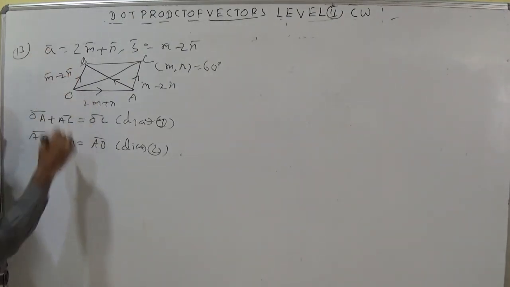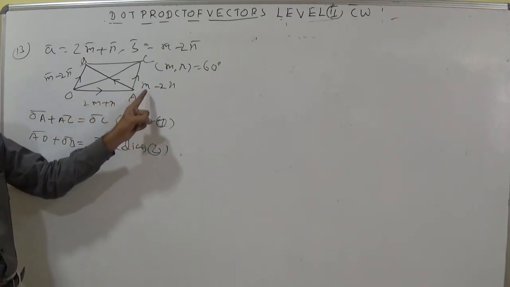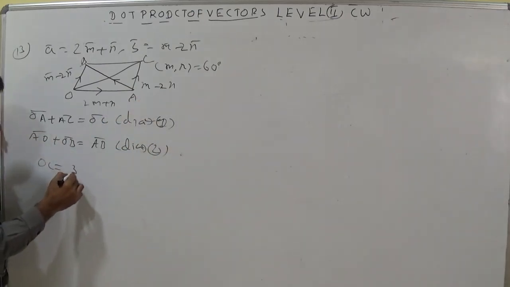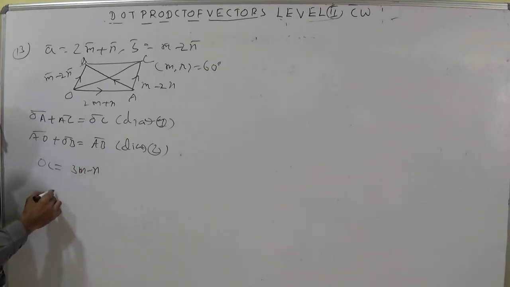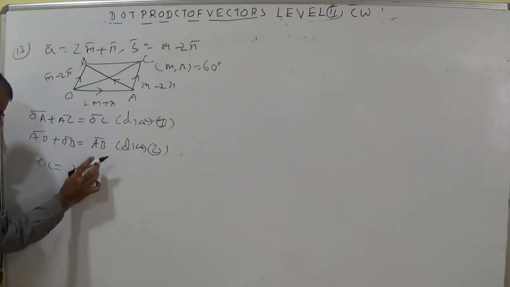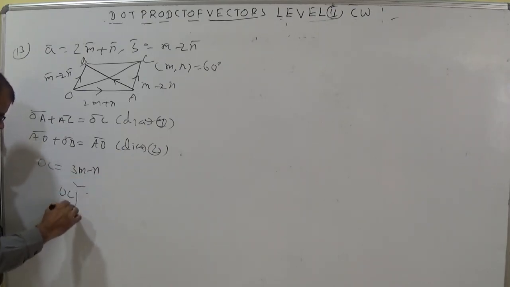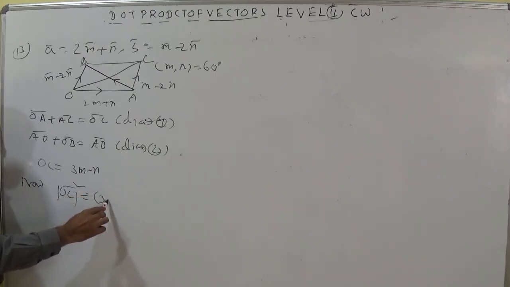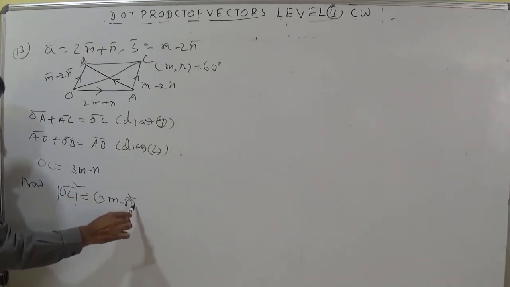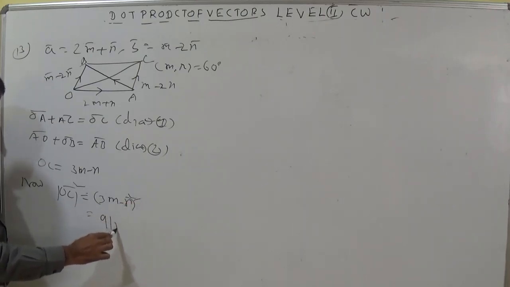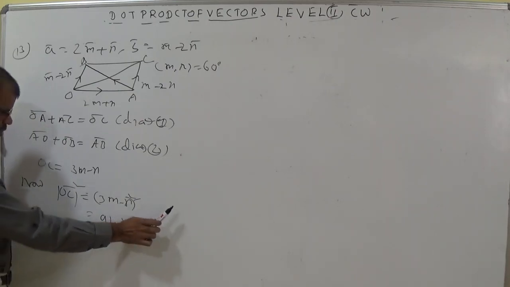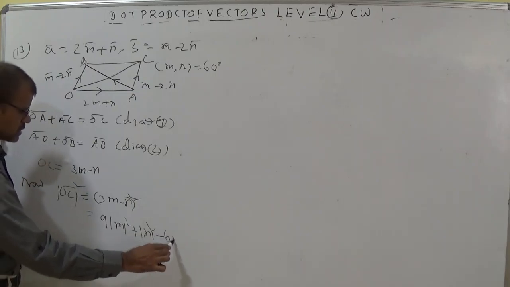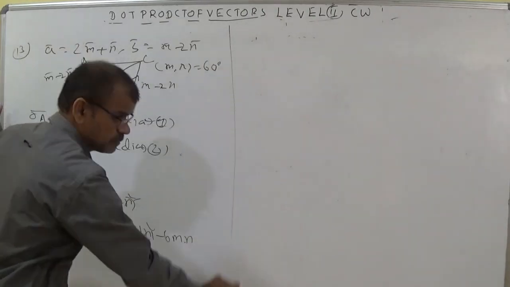Direction is important in the vector concept. OC is equal to 2m plus n plus m minus 2n. 2m plus m is 3m, n minus 2n is minus n. So we write 3m minus n. Now you should consider OC square, the value of 3m minus n whole square. It becomes 9 mod m square plus mod n square minus 6 m dot n.